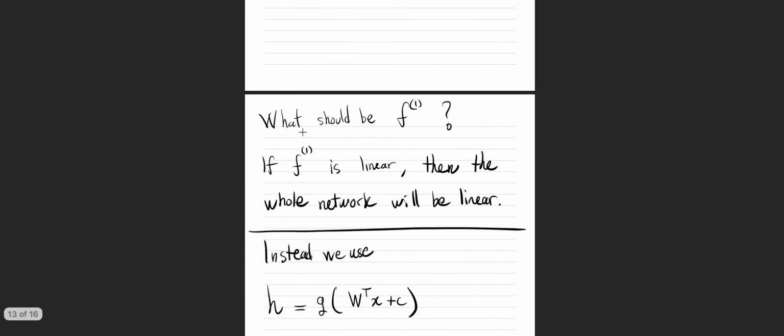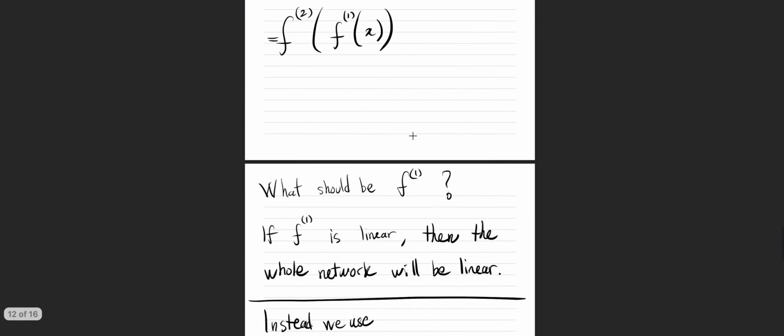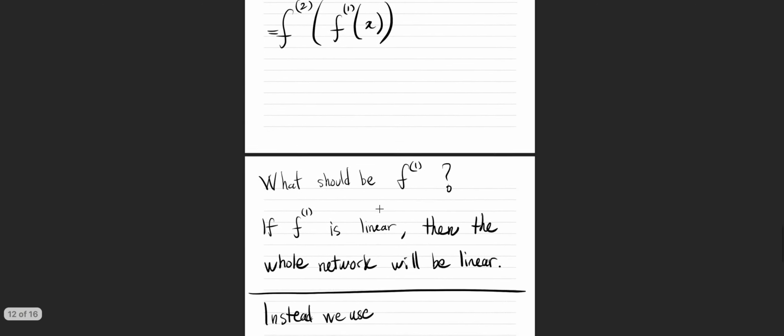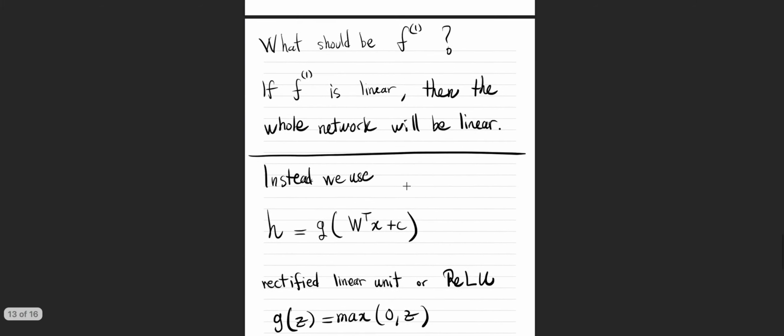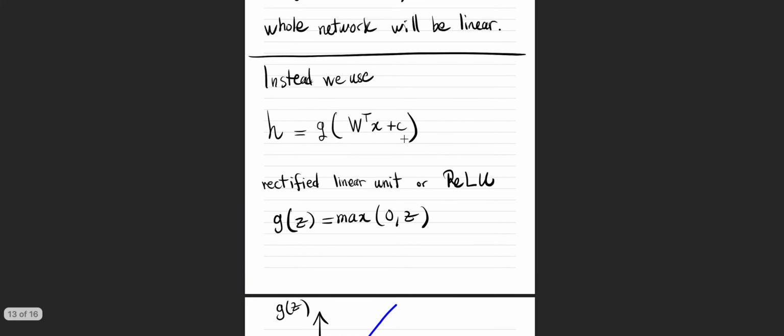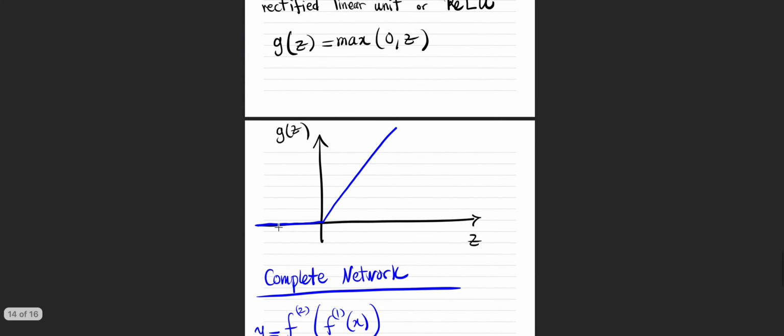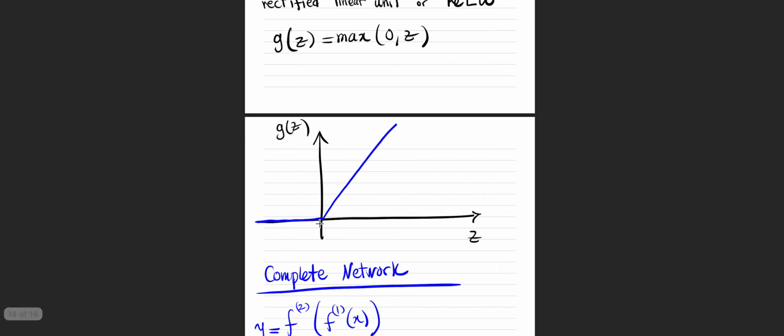Okay. What should f1 be? f2, you say f2, the last layer is linear. If we also choose f1 as linear, then the whole thing will be linear and we're just stuck where we were. So we have to have some non-linearity. So what we do is we use a linear function inside, but g, let it be a rectified linear unit, or ReLU, which is the max. It's taking the max between 0 and what's inside. So rectified linear is 0 for negative z, and it's just z for positive.